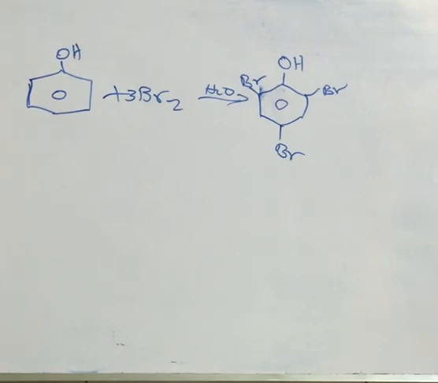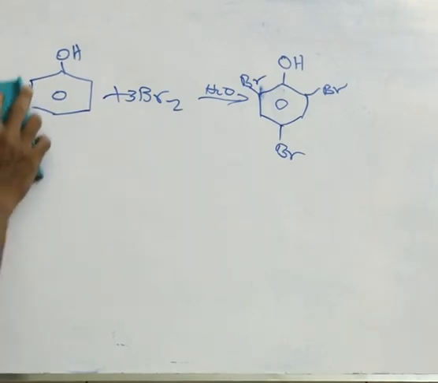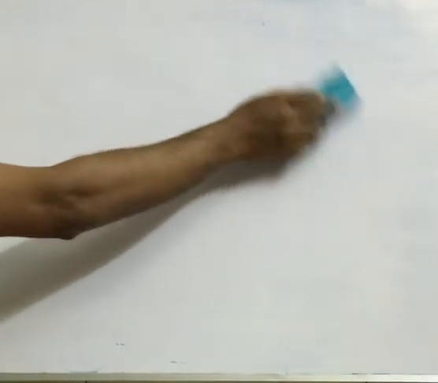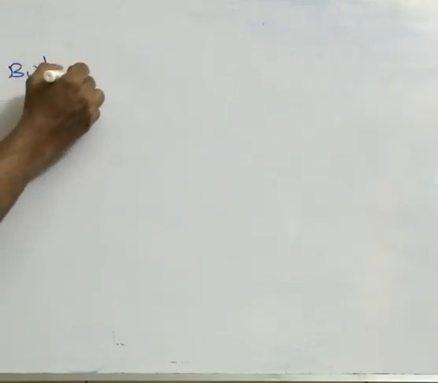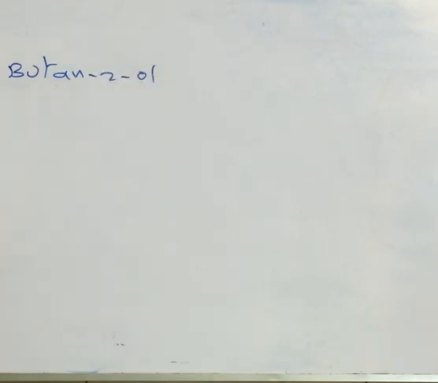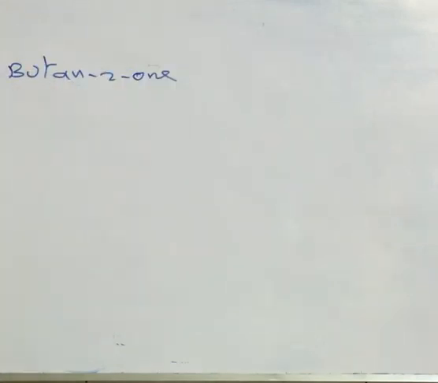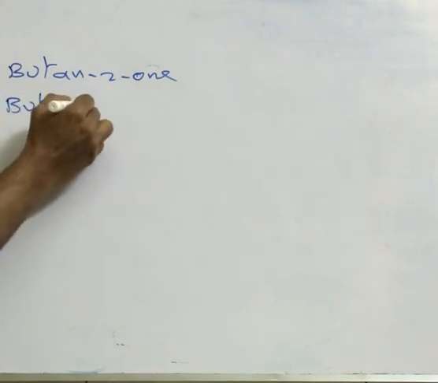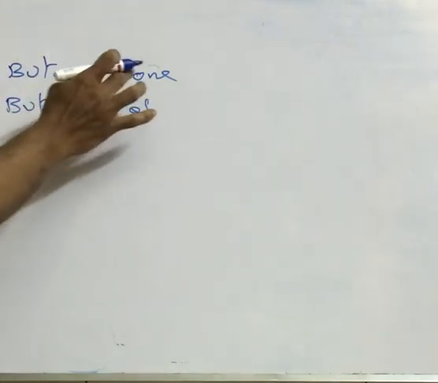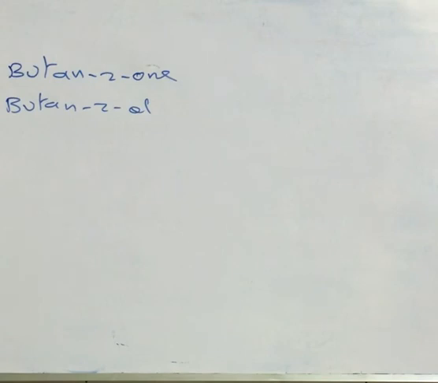And similarly they also ask butan-2-one to butan-2-ol. So I hope you understood this. Fully complete bromination happens here. Then another conversion they asked is butan-2-one, that is a ketone, to butan-2-ol. So that is ketone to alcohol.